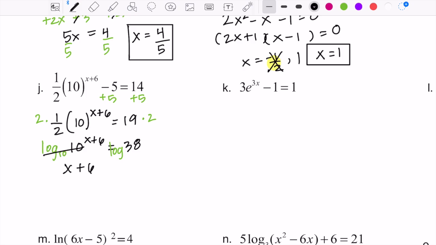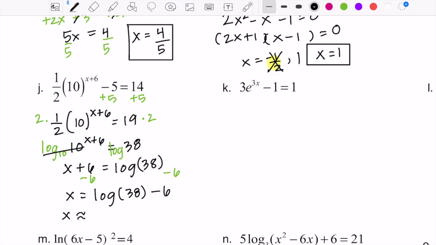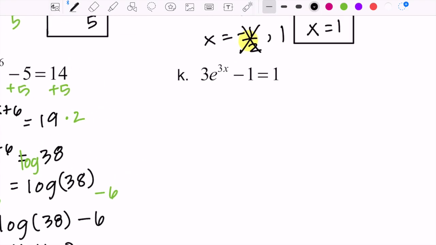We get x plus 6 equals log of 38. I'm going to put that in parentheses so I don't accidentally try and subtract the 6 from the argument when it doesn't belong in there. So that right there is the exact answer. And then when I plug that into the calculator, I get negative 4.420.